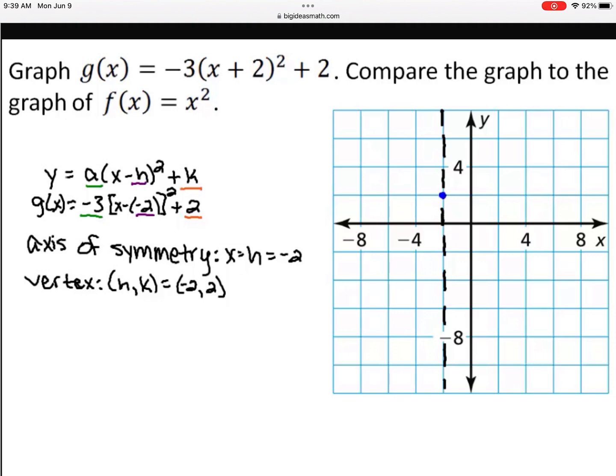Now you want to find and plot 2 more points on the graph. To do this, choose 2 x values less than the x-coordinate of the vertex, then find g of x for each x value.